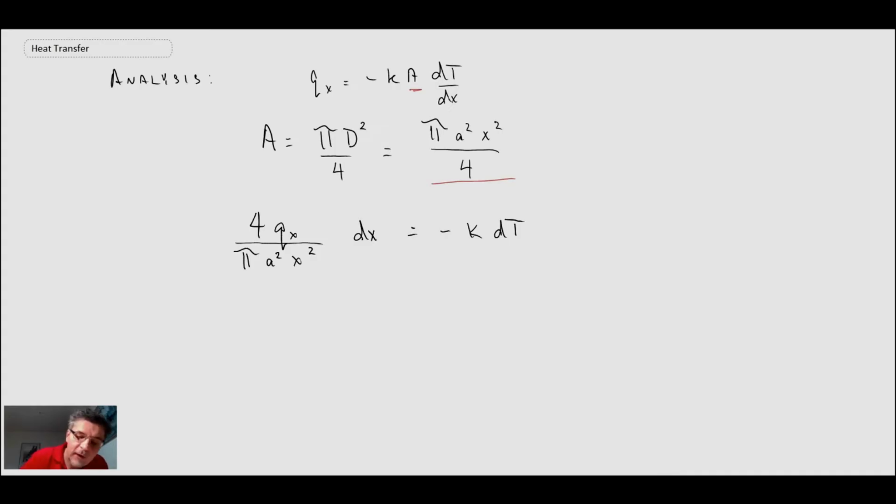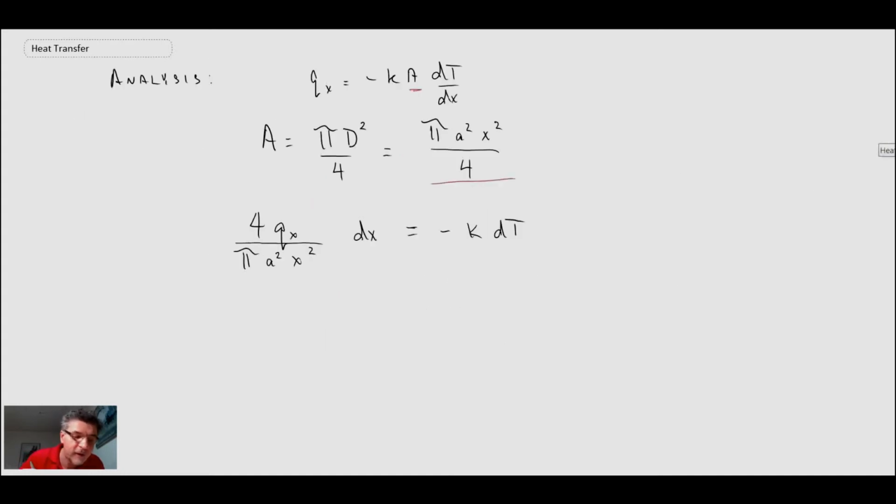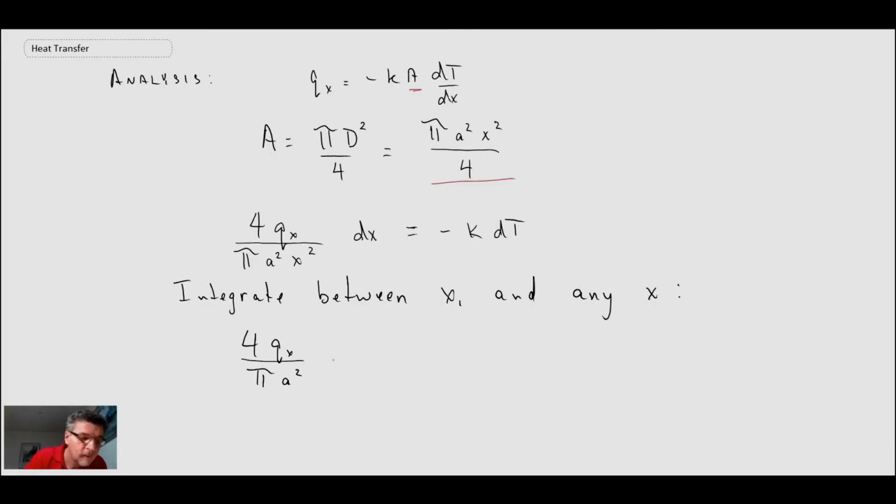So we get that equation, and looking back at our schematic, we're going to integrate between this position and any particular x location. So we're going to come up with an expression for T as a function of x, and consequently we'll be evaluating the temperature at an arbitrary x. So that's what we're going to do now. So we get this equation here. Let's go ahead and integrate that.